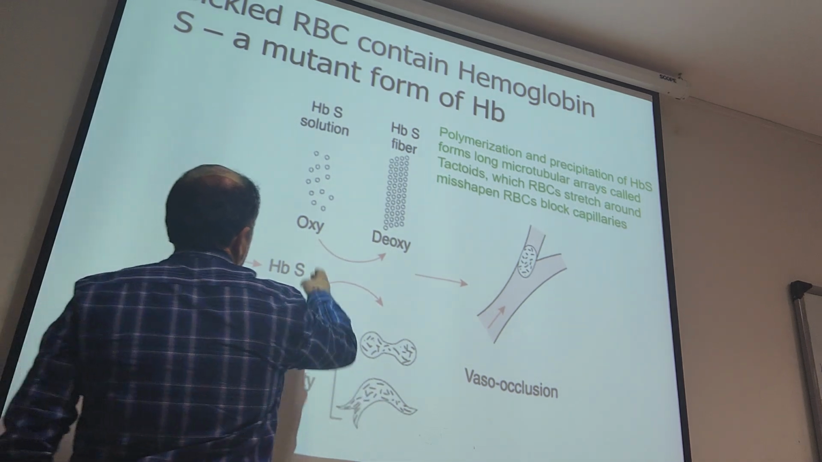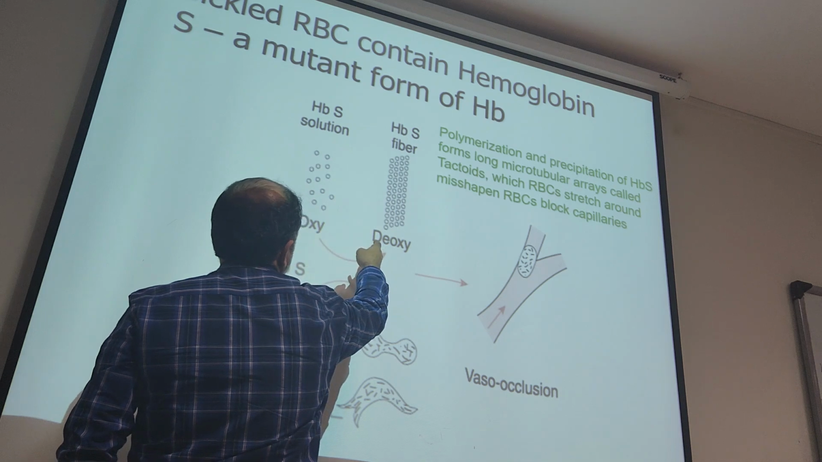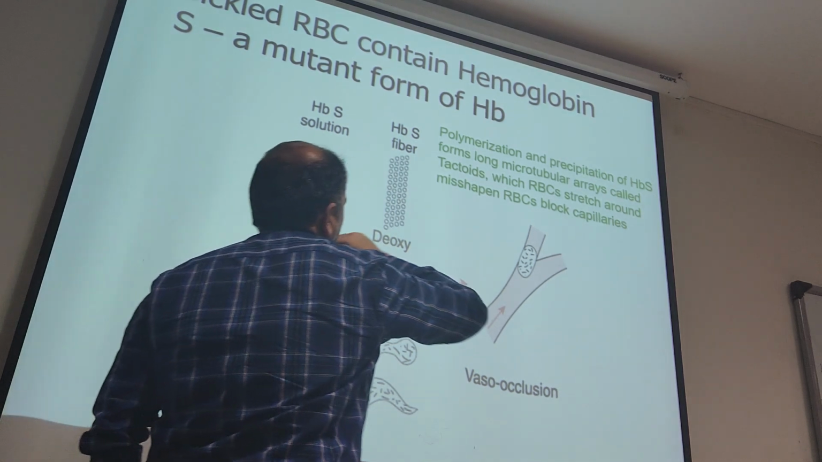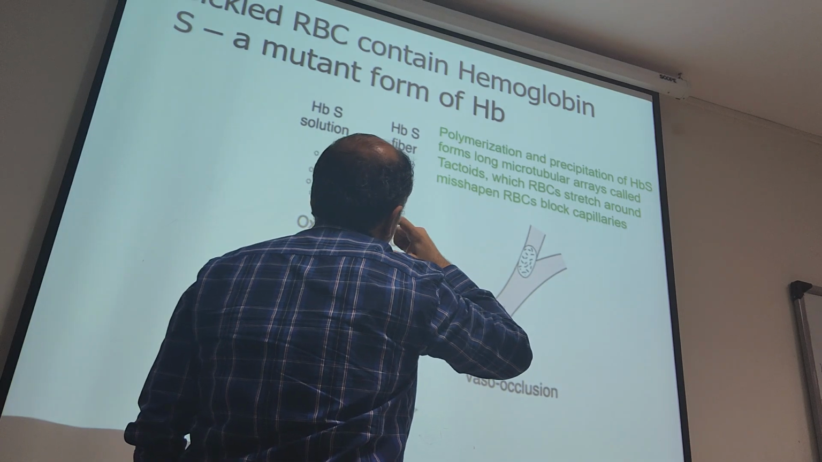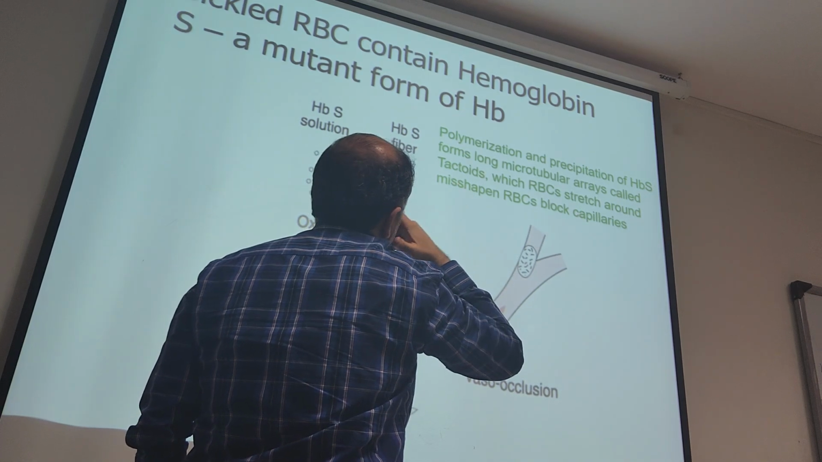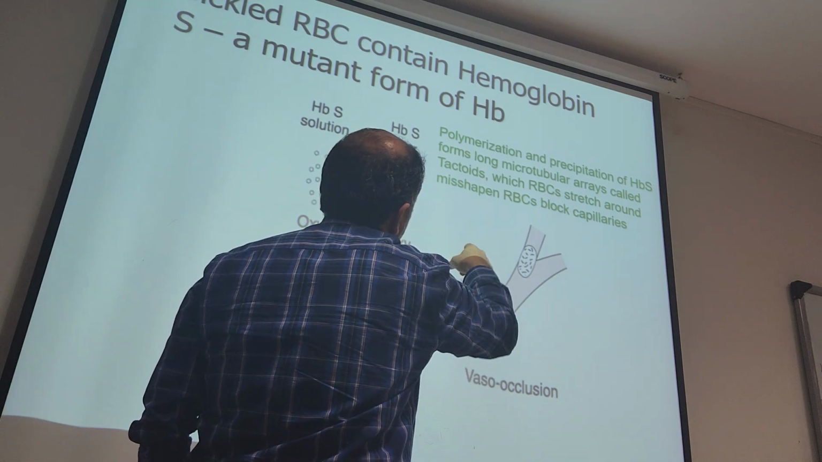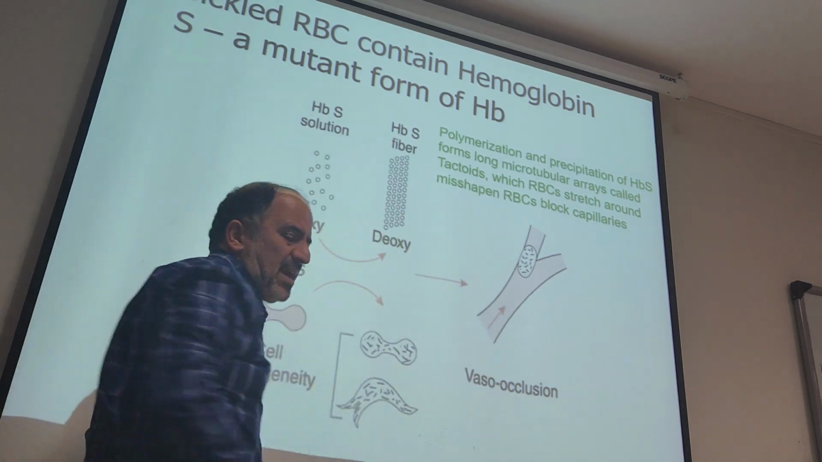When they change to deoxygenated form, they would be clumped, or maybe they would undergo polymerization and precipitation of hemoglobin S in the microtubule, resulting in a block of the capillary.